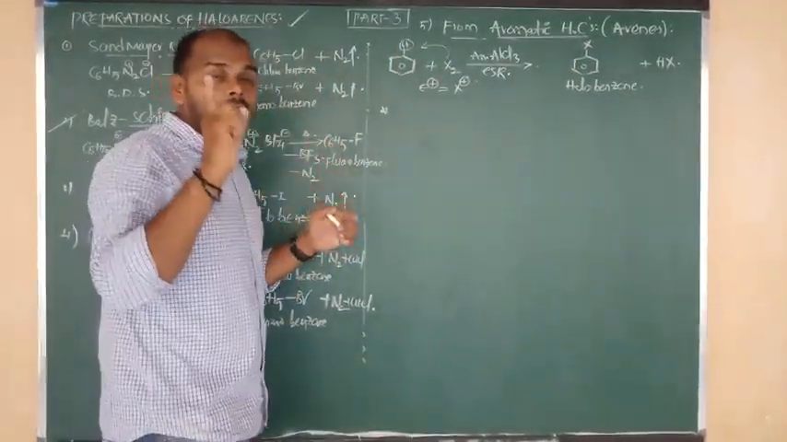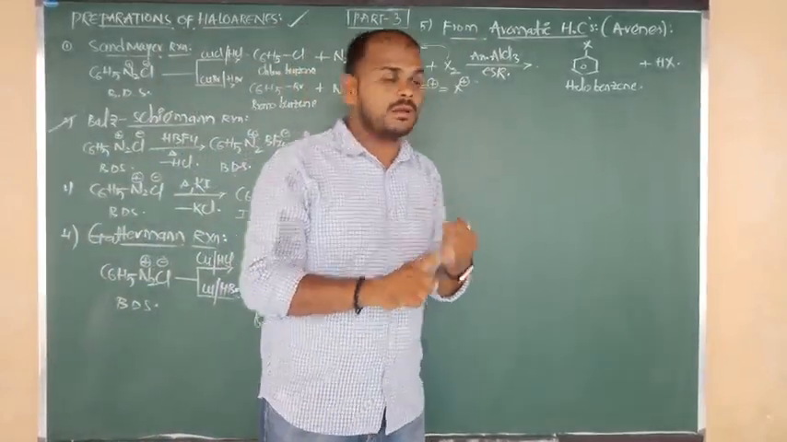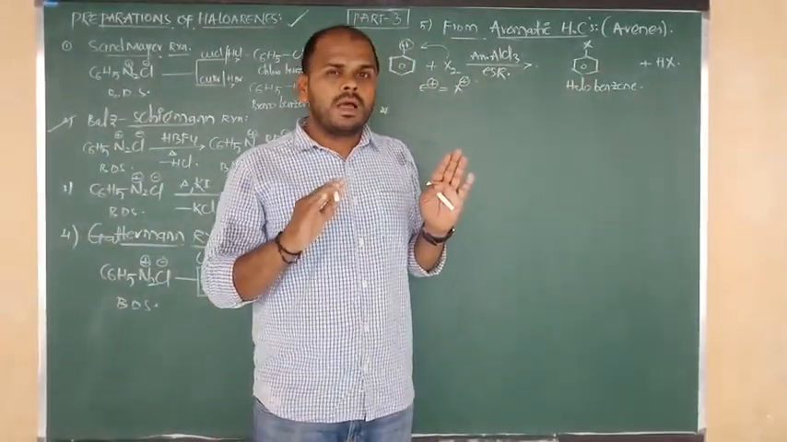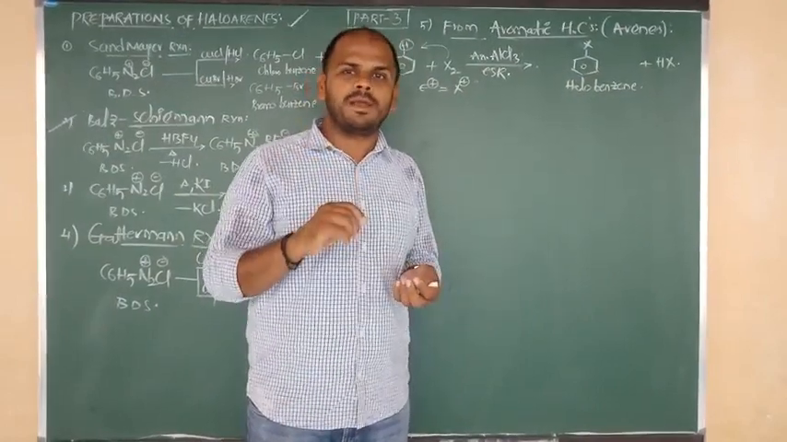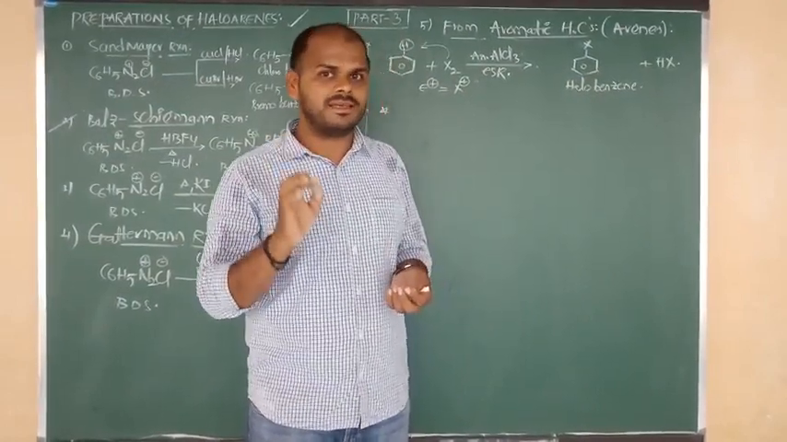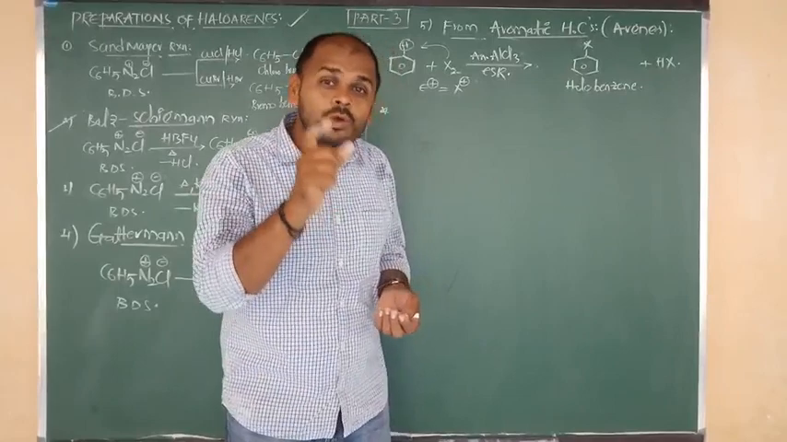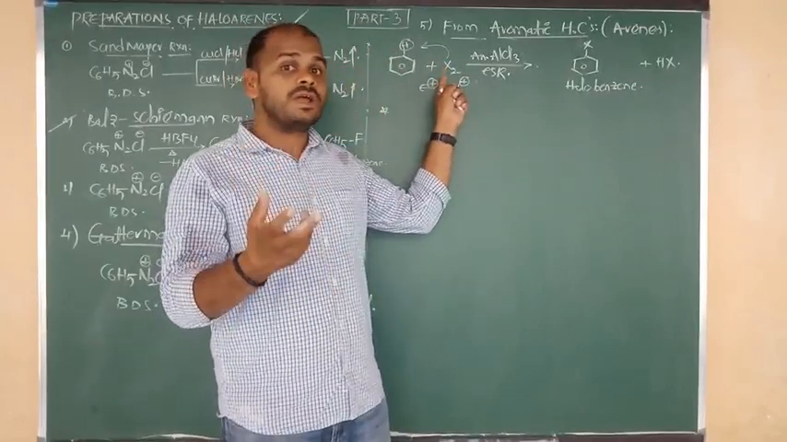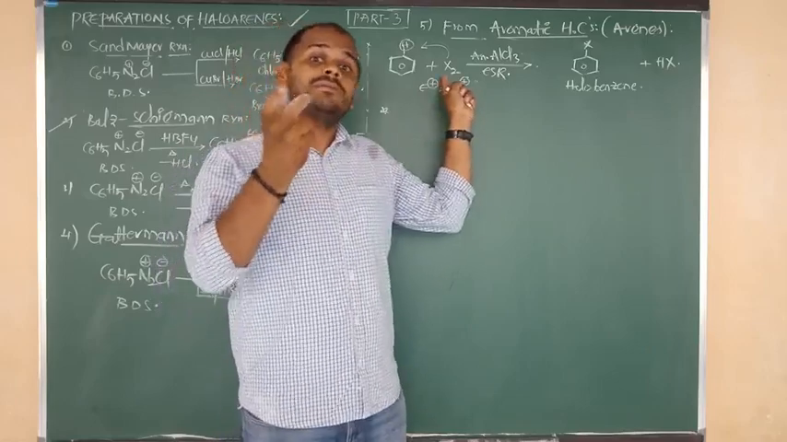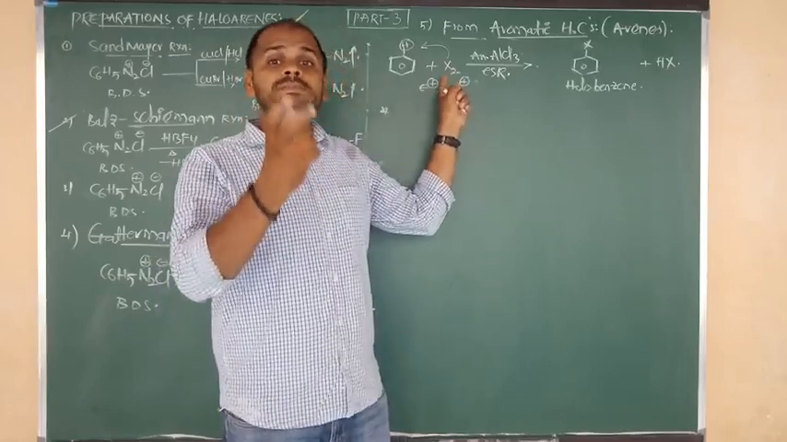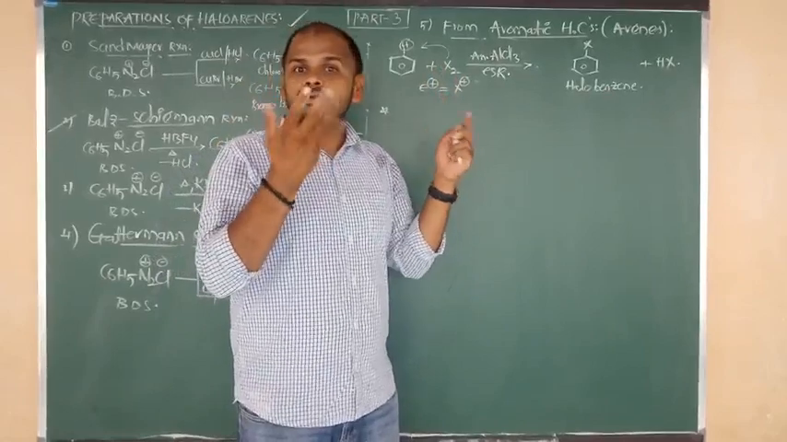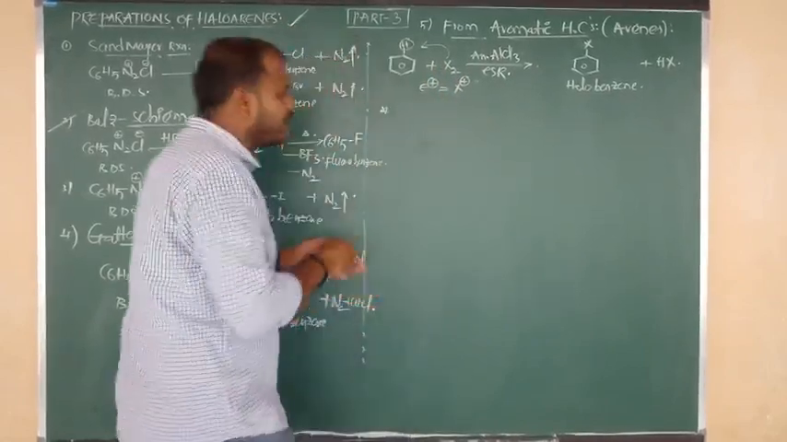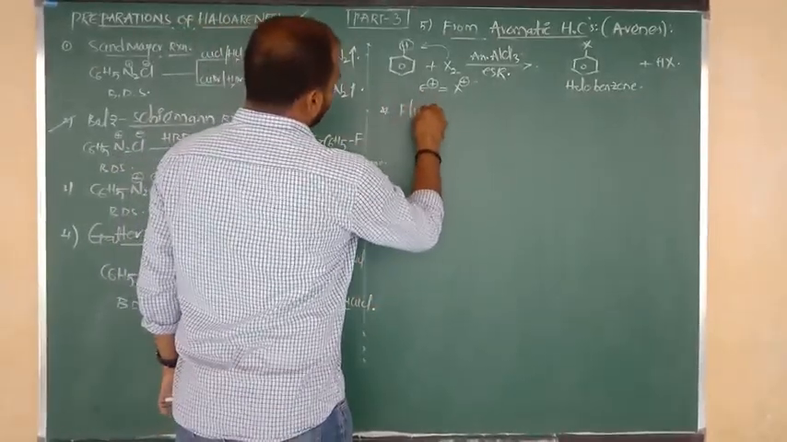But generally, remember, this question was repeated so many times: among the following, which halobenzene cannot be prepared directly and easily? The answer is fluorobenzene, because the reaction takes place due to the more reactivity of fluorine. Here the reaction takes place more violently, so controlling the reaction is not that easy. That's why try to remember fluorobenzene.